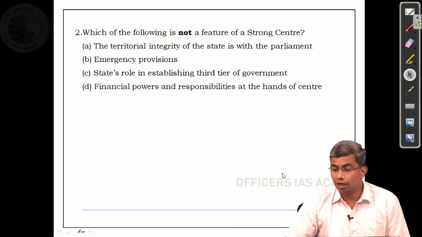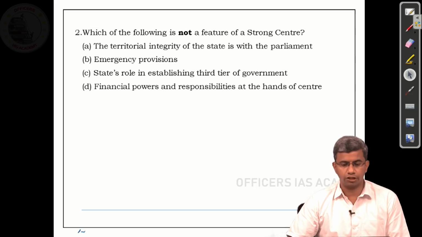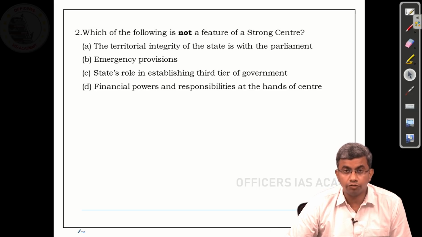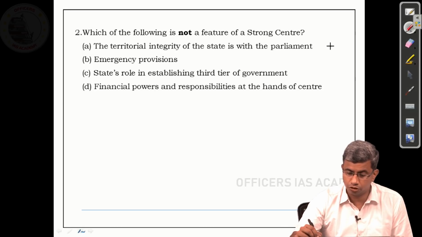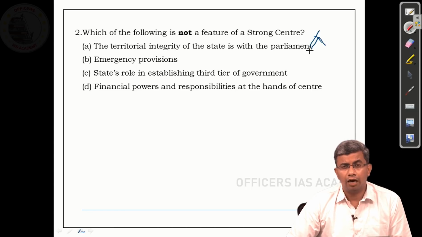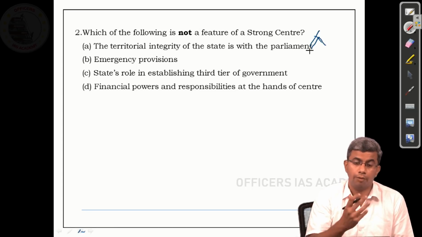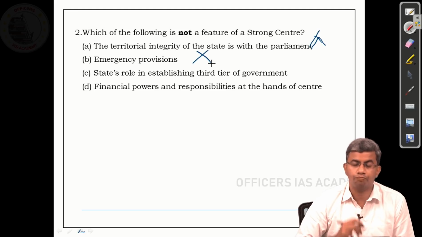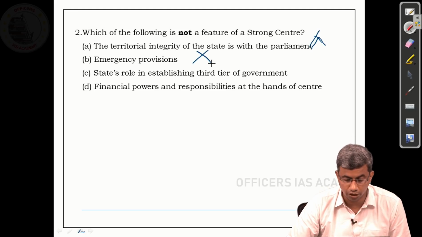Which of the following is not a feature of a strong center? The territorial integrity of the state is with the parliament in India. Yes, so it is a feature of the strong center. So this is not the statement. Emergency provisions, when the emergency provisions are declared or invoked, there is a unitary thing without the amendment of the constitution. So this is definitely a feature of a strong center.